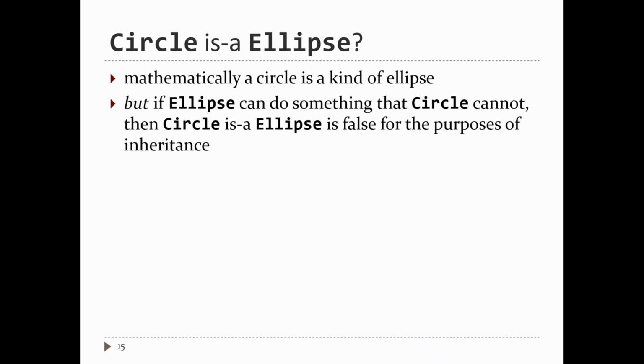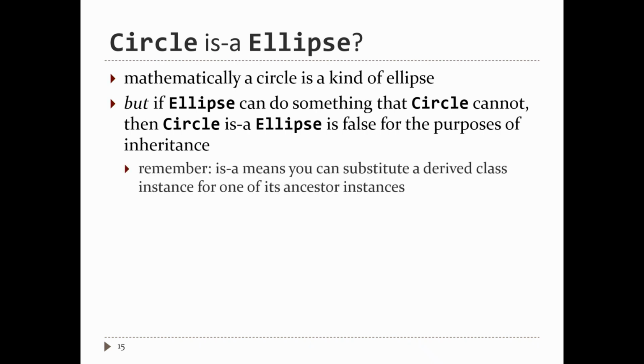Programmatically, if an ellipse object can do something that a circle object cannot do, then you can't implement circle by having it inherit from ellipse. So remember, circle has to be able to do everything that an ellipse can do. It has to be substitutable for ellipse. If that's not the case, you shouldn't be using inheritance. So remember, ISA means you can substitute a derived class instance for one of its ancestor instances.